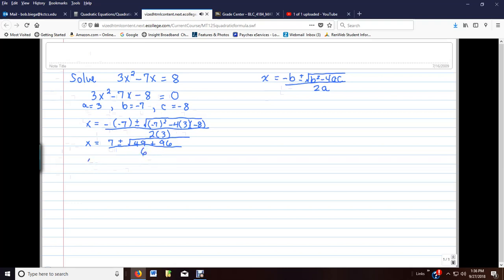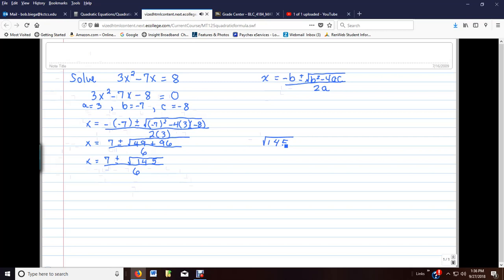Now let's finish adding the stuff that's under the radical. 49 and 96 is going to be 145, all over 6. Now let's make sure that 145 does not break down.